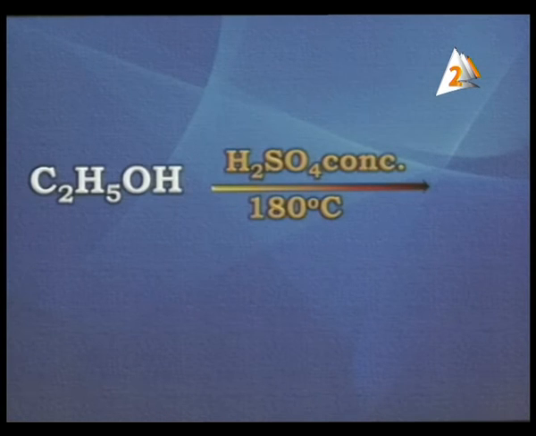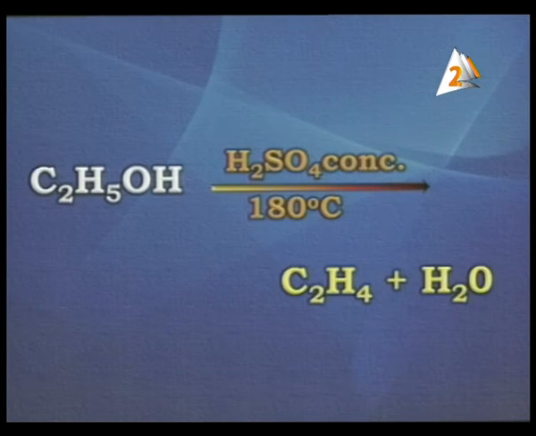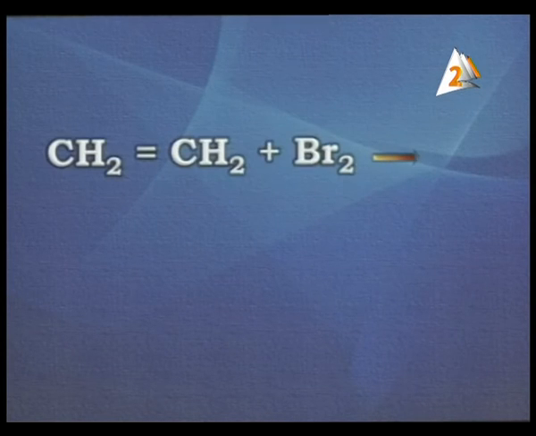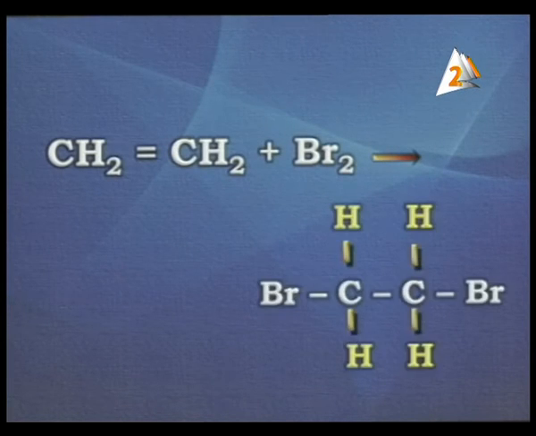1,2-dibromoethane from ethanol. As the equation proceeds on the screen, ethanol in the presence of conc. sulfuric acid at 180 degrees gives ethylene and water is produced. Then bromine, when it reacts with ethylene, gives 1,2-dibromoethane as shown on the screen.